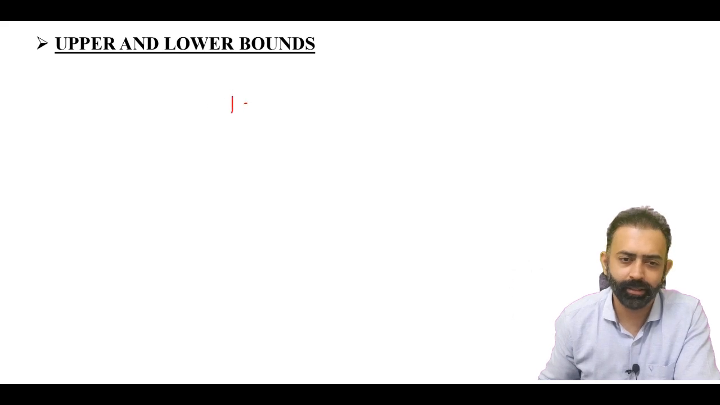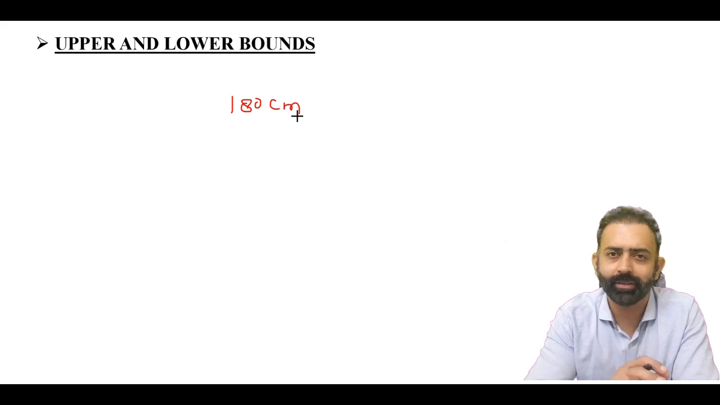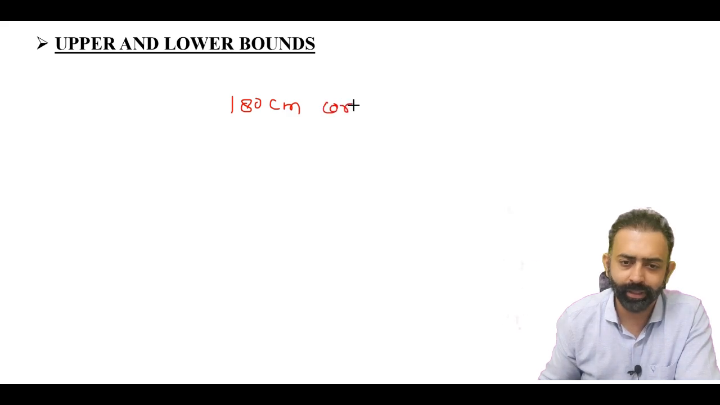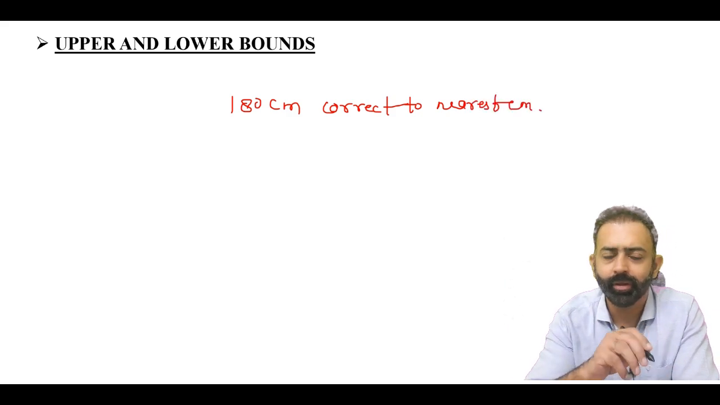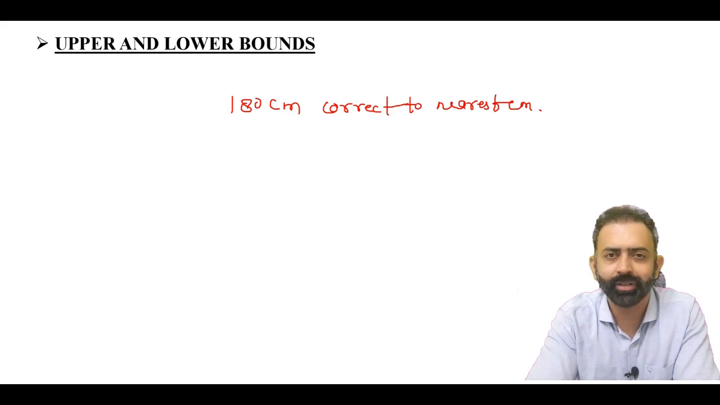So what do you mean by upper bound and lower bound? Let us take one example. Suppose there is a person whose height is, let us say, 180 centimeters. Okay, height is 180 centimeters. And it is given as this height is accurate to nearest centimeter. So I say it is correct to nearest centimeter. Correct to nearest centimeter, what do you mean by this is that, for example, the actual height is 180.2.